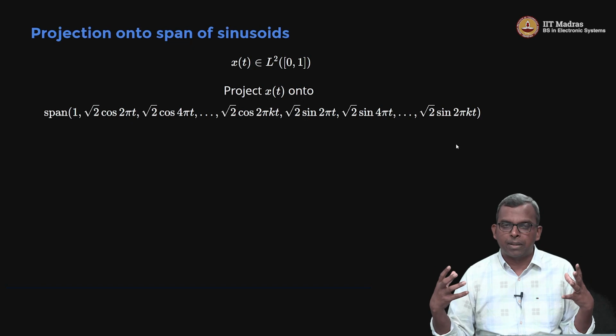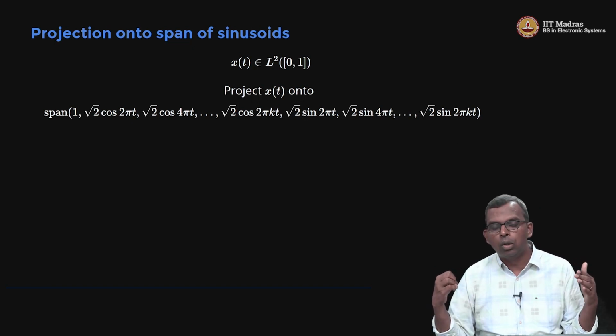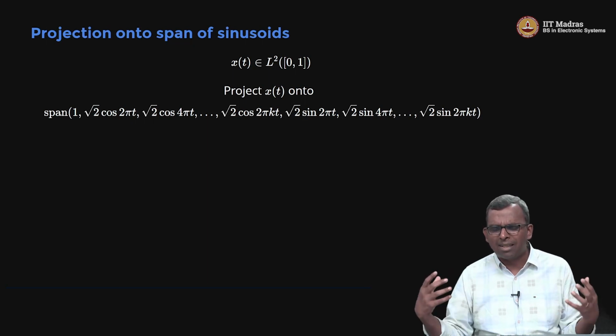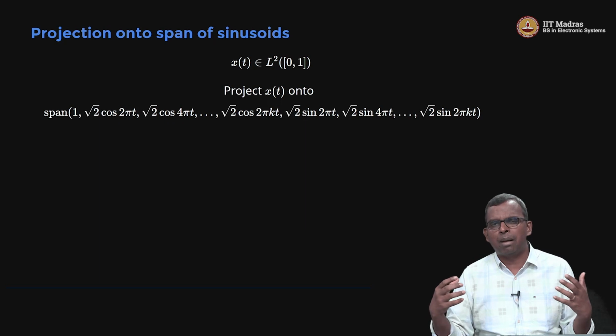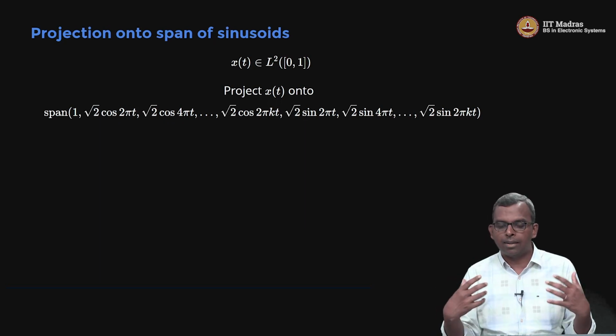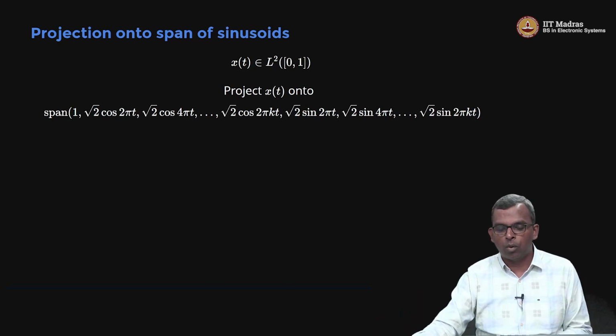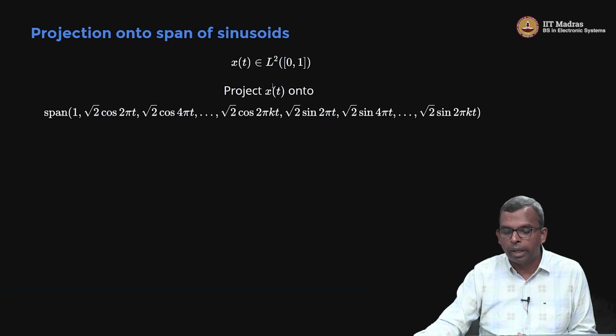It defines a subspace, and I might ask the question: the arbitrary x of t that I have in L2, how close is it to these sinusoids? Now you may wonder why this is interesting and important, and we'll come back to it in a later lecture. Why are these sinusoids so important? Because they turn out to be very important functions in many linear systems. So we want to see how to express x of t as a linear combination of sinusoids.